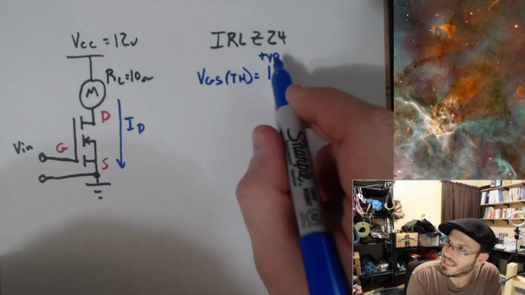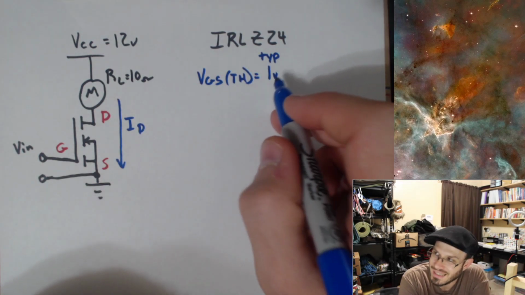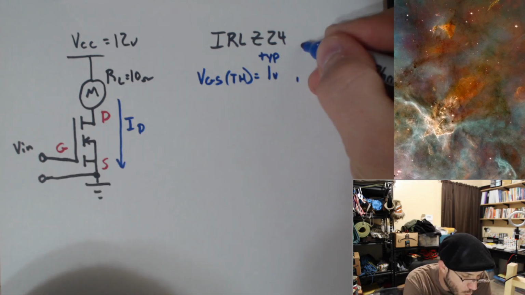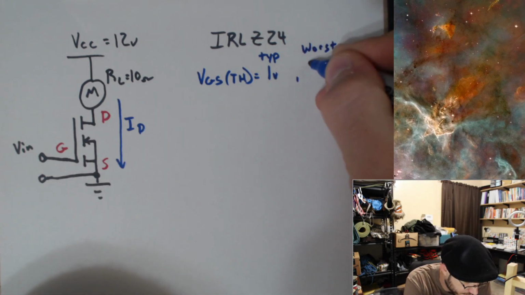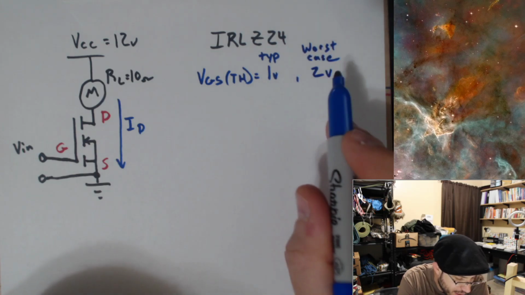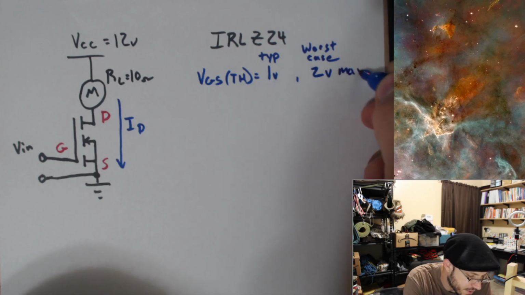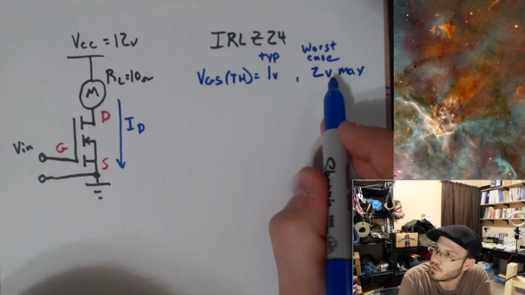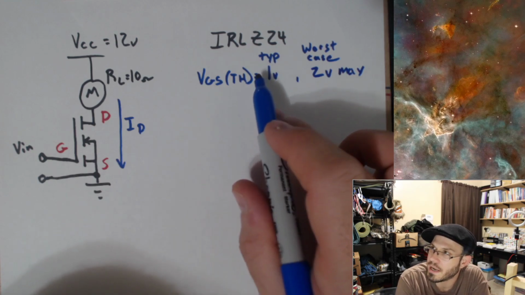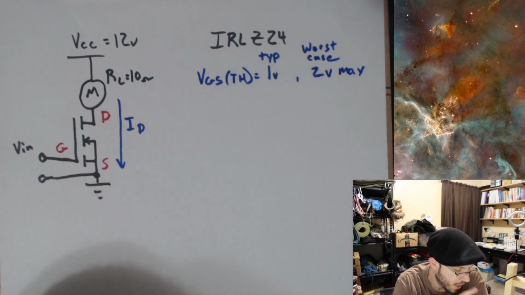Now, I'm saying typically it's 1 volt, and that's what the data sheet says. Typically it's 1 volt, but it also specifies worst case 2 volts. So it could be 2 volts, let me say max. So in the worst case, it could be 2 volts. But typically, under most situations, it acts like 1 volt.